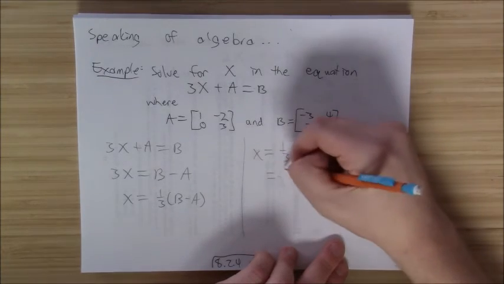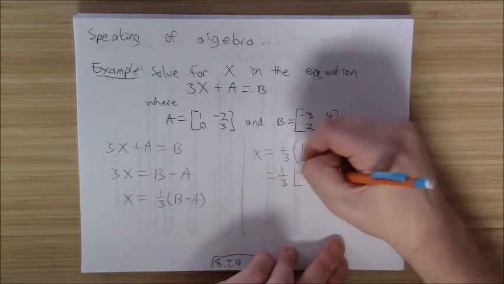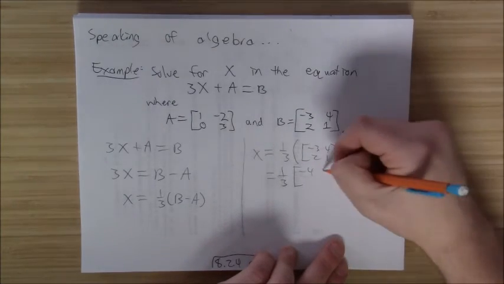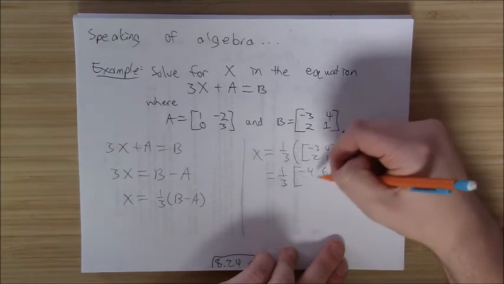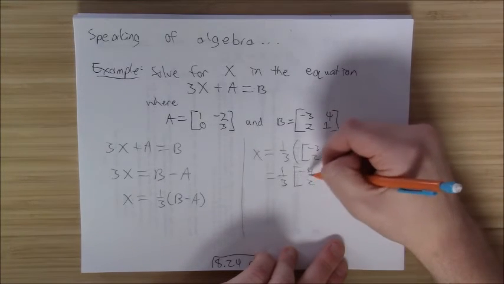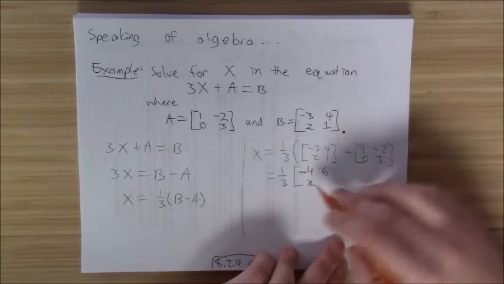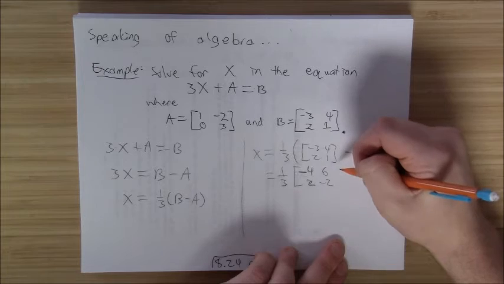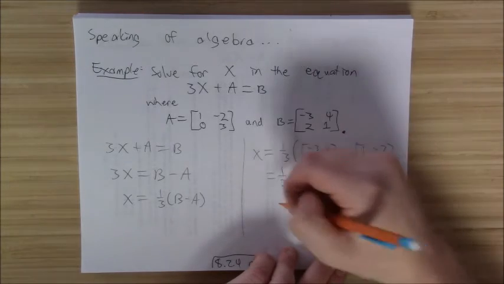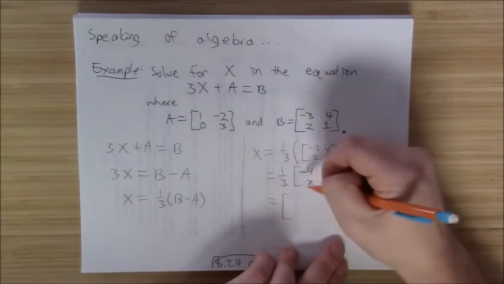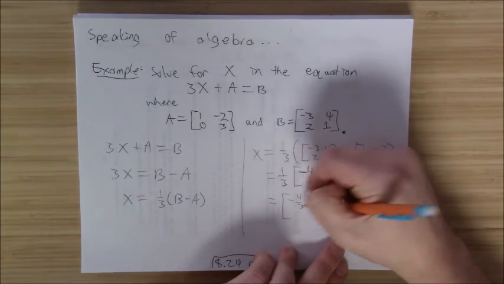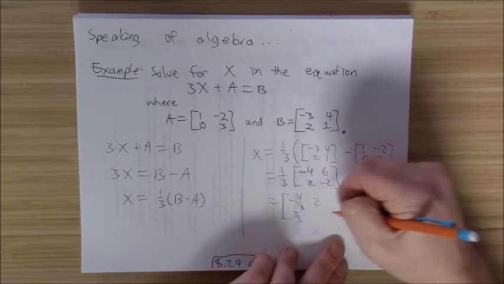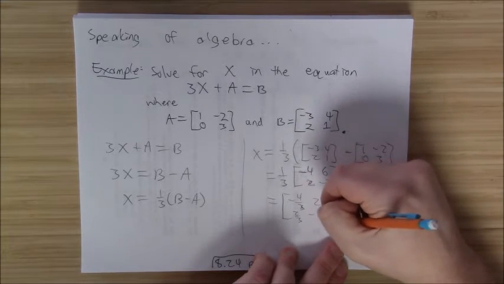So I'll go ahead and do the subtraction first. Doing that first, we'll get -4. 4 minus -2 is 4 plus 2, so 6. We'll get 2, and then a -2. There we go. And then if we apply 1/3 to everything, we get the matrix [-4/3, 2; 2/3, -2/3].